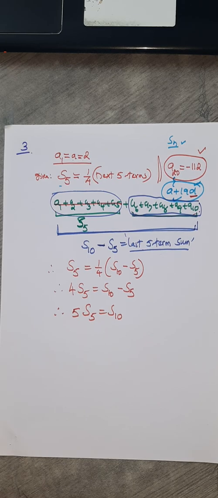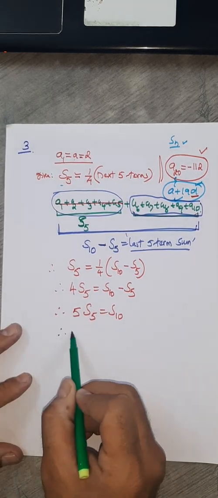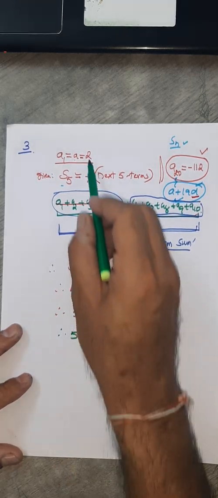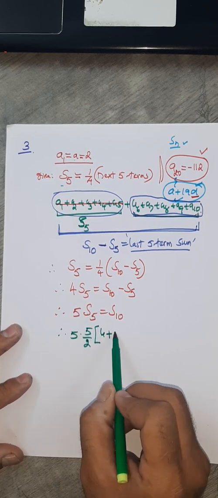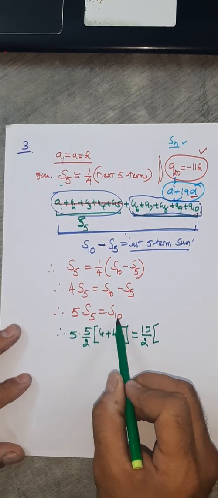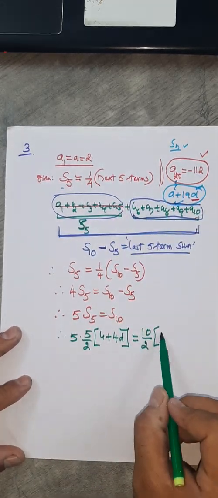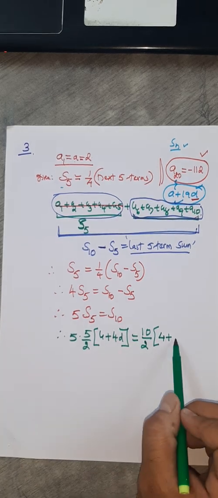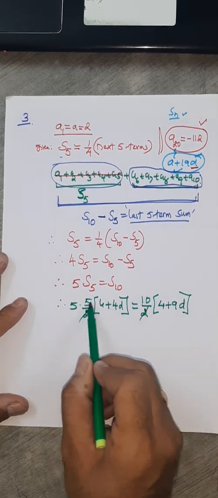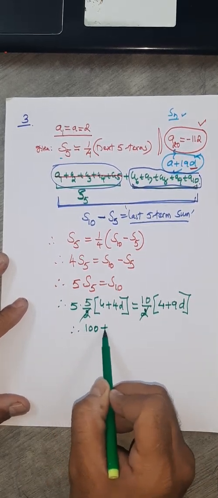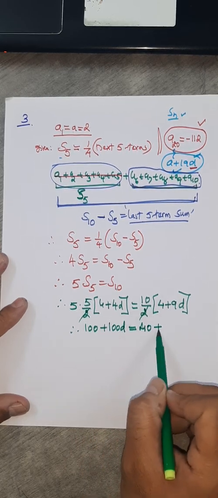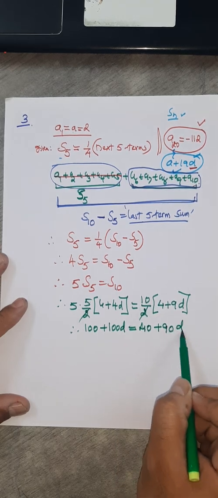Now just write the formula for both of these. 5 as it is. What is the formula for this? 5 by 2, 2A. A is 2. So this is 4 plus n minus 1, which is 4D, equals 10 by 2, 2A. A is 2. So this is 4 plus n minus 1, which is 9D. So let's simplify. 2 will get cancelled. This is 25 into 4, so 100, plus 100D. This is 10 into 4, 40, plus this is nothing but 90D.